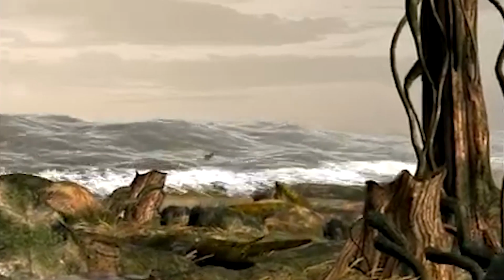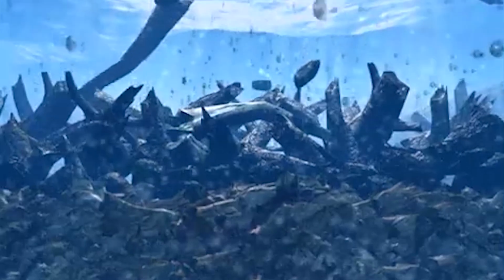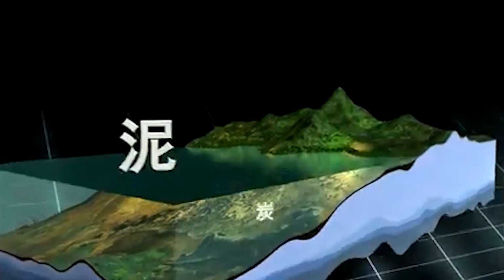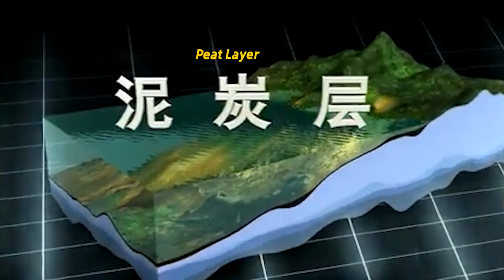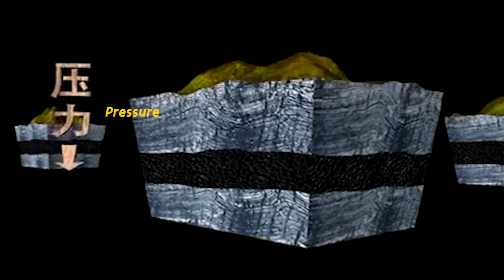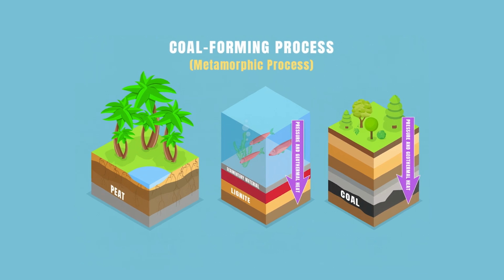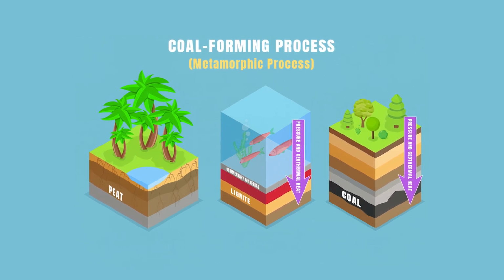From the moment peat formed by accumulated plant material is buried underground and gradually transforms into various coal ranks such as gas coal, fat coal, primary coking coal, and lean coal, we refer to this transformation as the coal forming process. It is also known as the metamorphic process. The driving forces of this process mainly come from three aspects: temperature, time, and pressure.